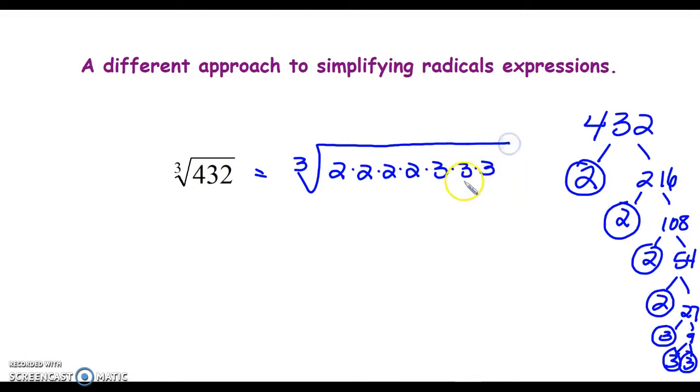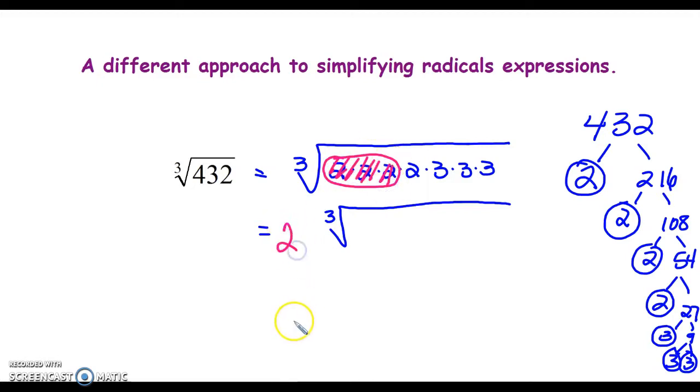Come on, pen. All right. Our index of 3 is telling us that the only way a number is going to come out from underneath the radical sign is if you can group them in 3's. So let's see here. There's a group of 3. So that comes out as a single 2. And here's a group of 3. And that comes out as a single 3.